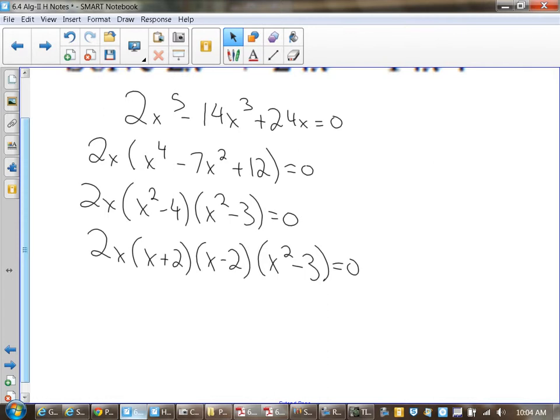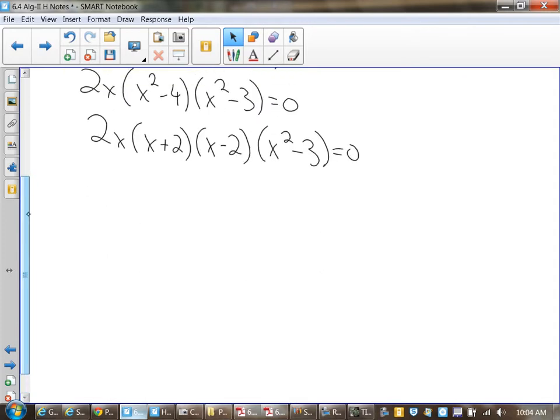Now, what was the degree of this problem to start with? What was the degree? 5. It was a 5th degree polynomial. The exponent was 5, right? How many possible zeros can I have then? 5 of them. All right.